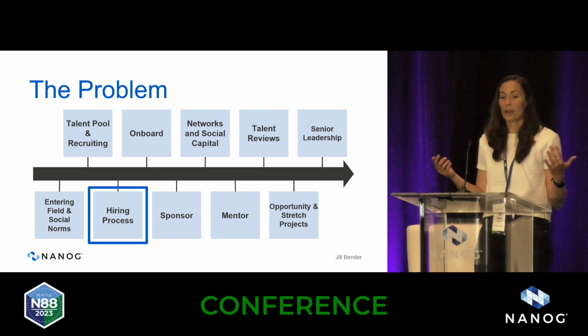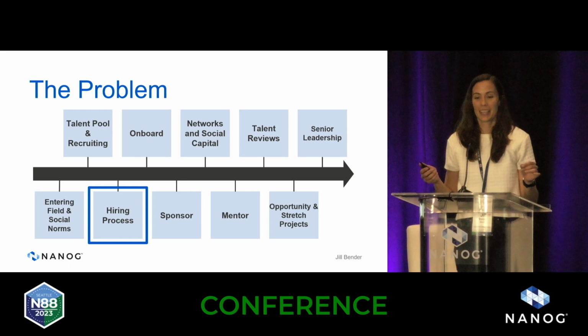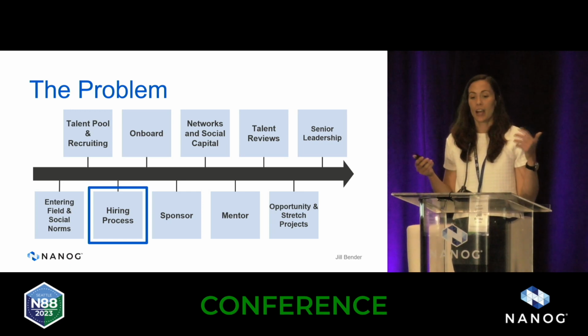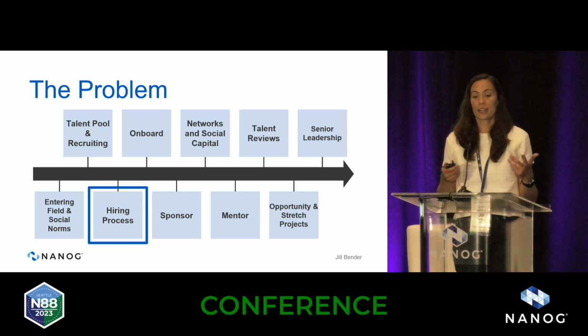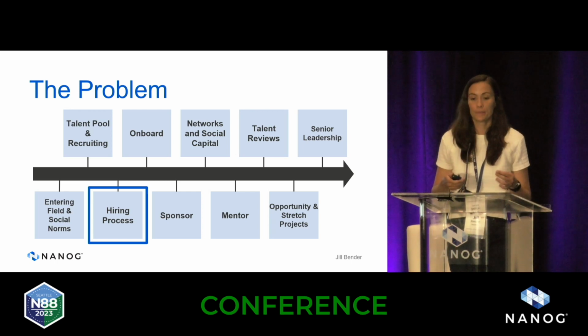So the problem with our hiring pipelines is that they are leaky. This diagram shows all the different stages of the hiring process, and at every point in this process, we can lose people from underrepresented groups that doesn't necessarily meet the statistical representation of your hiring pipeline as a whole.